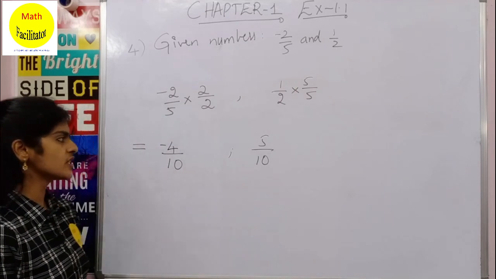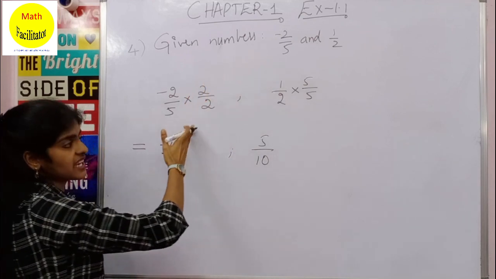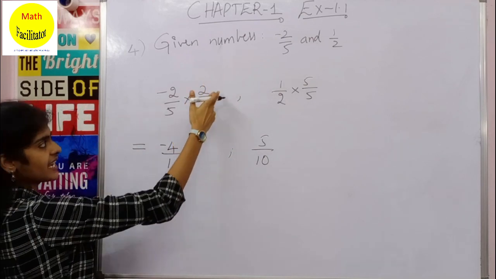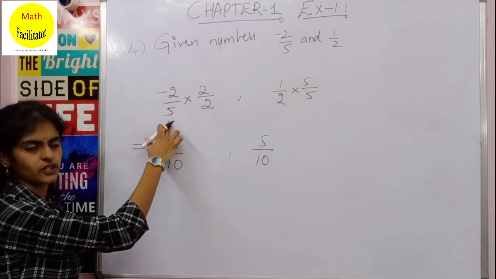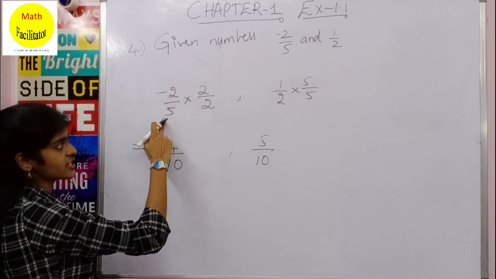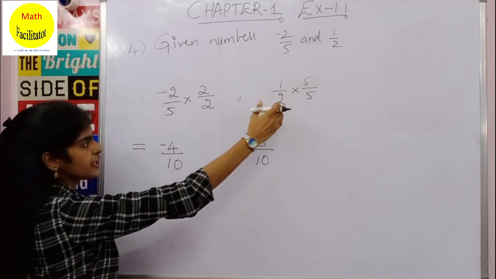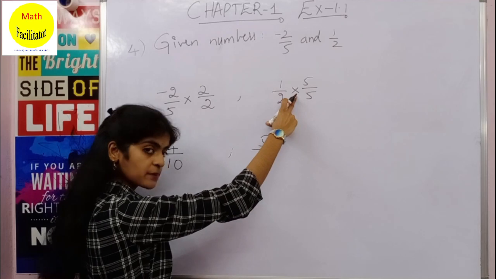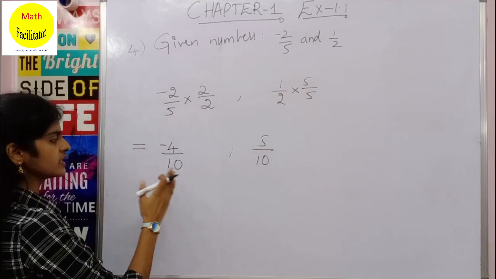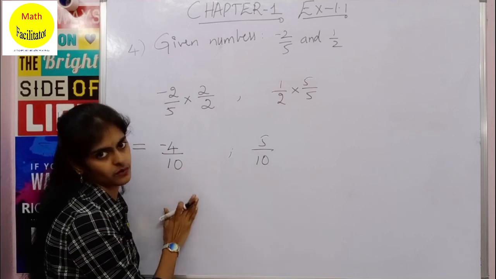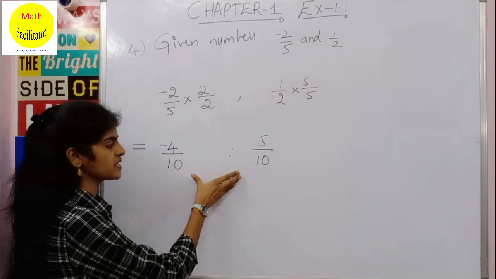Clear? So now see, you have changed the unlike fractions into like fractions by multiplying and dividing each of these rational numbers with the other rational number's denominator. Here you have minus 2 upon 5, so you multiplied and divided by this denominator 2. Here you have 1 upon 2, you have multiplied and divided by this denominator 5. So that you will get the equal denominators. Clear? The next step is you have to insert 10 rational numbers between these two.